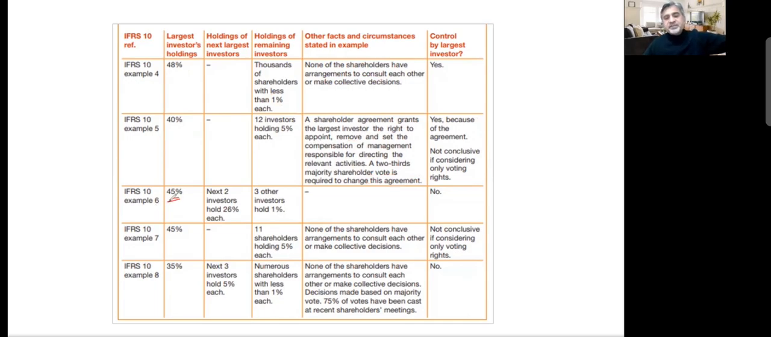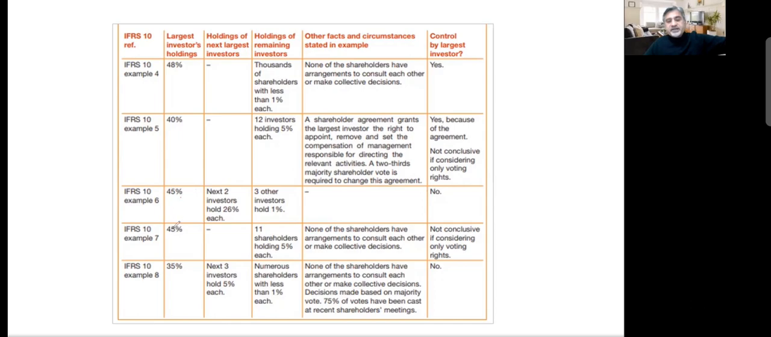Next example, you have 45%. There are two investors who hold 26% each, which makes it 52%, and then three investors who hold 1% each. There is no agreement here, and there is no control, because these three people can come together. These three people can join hands, and they will beat you out of the room. You don't have control. No control exists because there is no such agreement available.